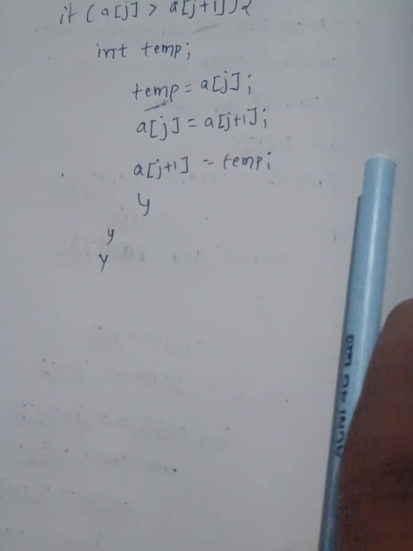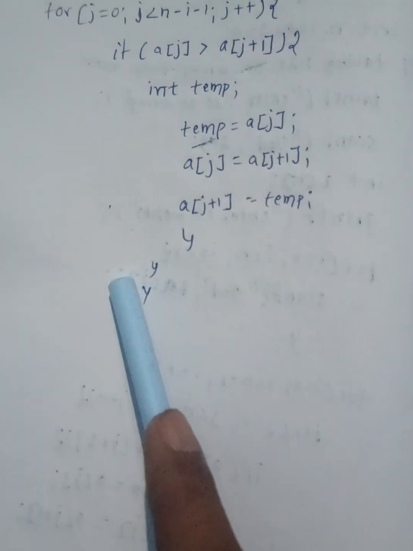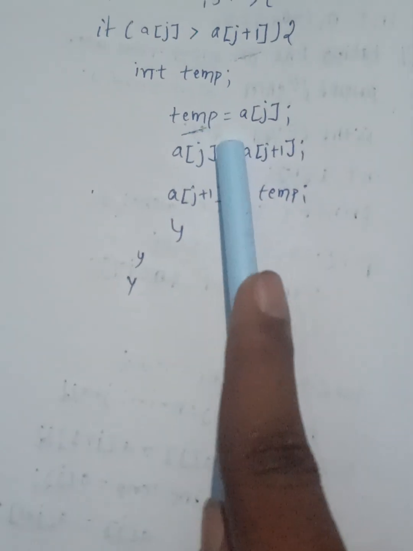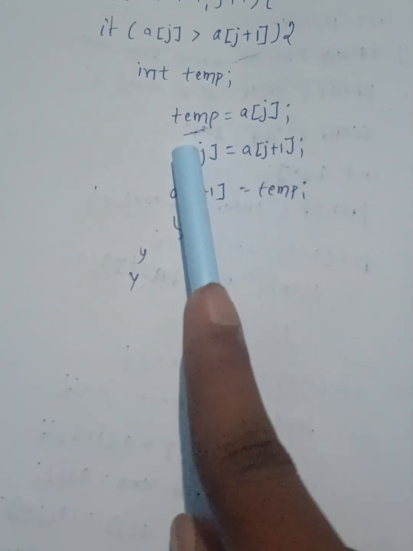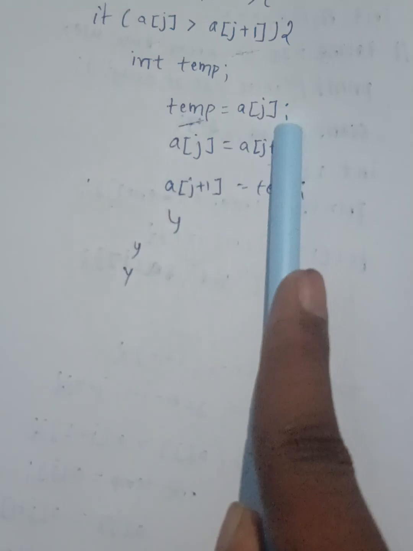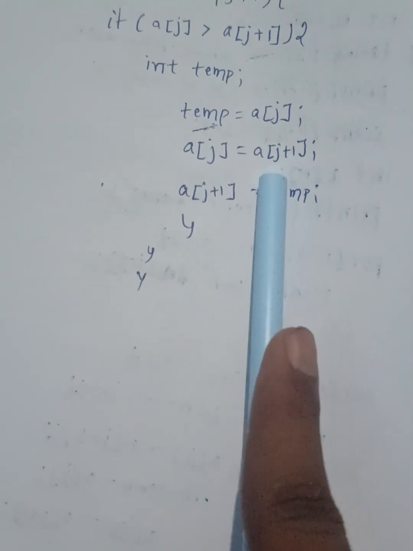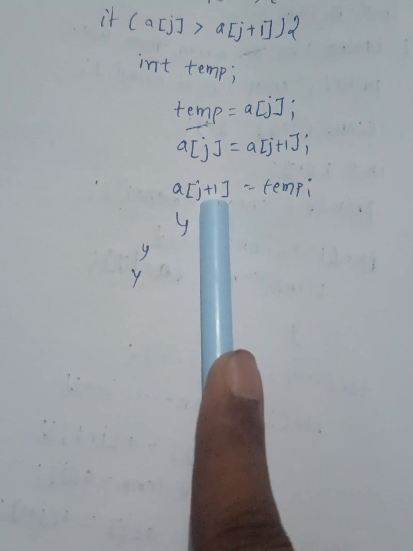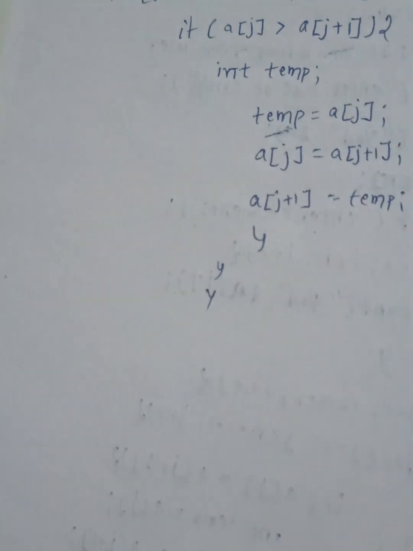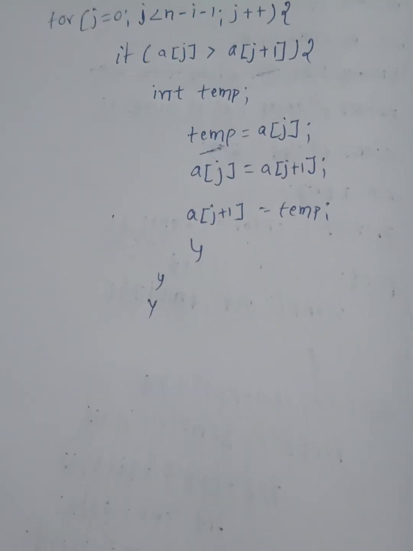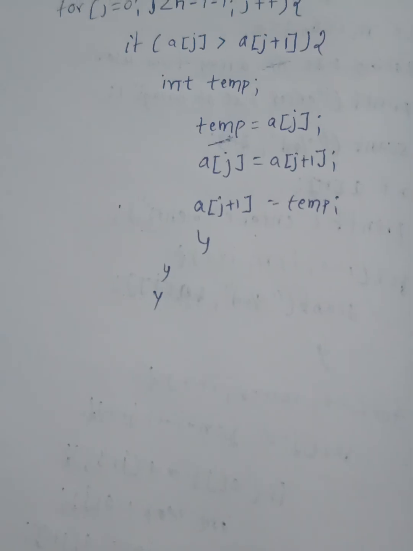Here we are going to take a temp variable to swap in C programming. So temp equal to a of j. This is the assignment operator. We store temp equal to a of j value, a of j equal to a of j plus 1 value, and a of j plus 1 equal to temp, which stored the a of j value. So this is how we swap our elements in bubble sort.